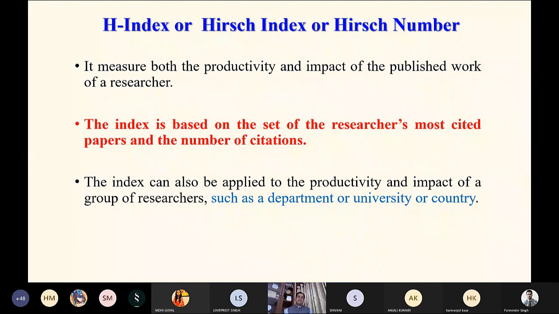It is not only researchers for whom we can calculate the H index, but even different departments. For example, I belong to the School of Management Studies, Punjabi University Patiala. Just as I have an H index, similarly, based upon the citations of all the faculty belonging to the School of Management Studies or Punjabi University Patiala, an H index can be calculated. So the H index does not belong only to researchers; departments and educational institutes can also calculate their own H index.